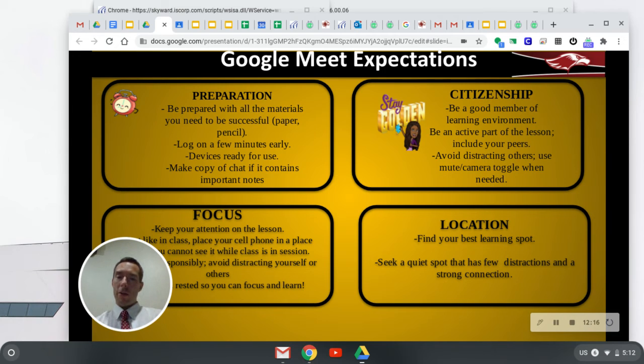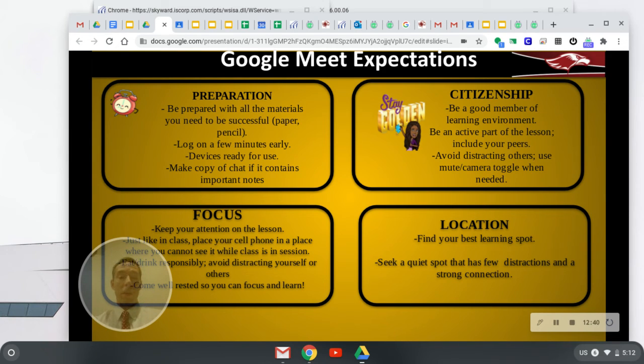All right, preparation. Be prepared for all lessons. So when you log in, you should already have your notebook ready. If you have to have the device charged or charging, have that set up. Log on a minute or two early so that you're ready. Another way to prepare is to make a copy of the chat. If there are lots of cool notes in there, you can copy that and put it in a Word document or a Google Doc, and then you'll have that for next time.